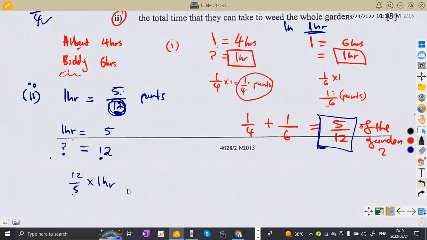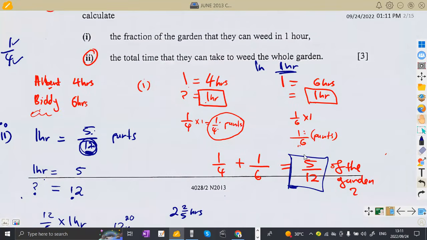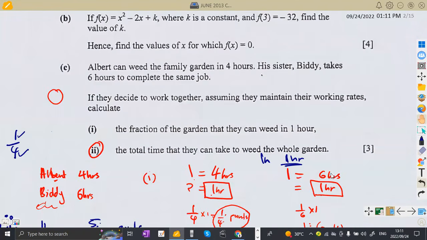So that is 12 over 5 hours, which you can write as a decimal. 5 into 12 is 2, remainder 2, 5 into 20 is 4. So it's going to be 2.4 hours. Together, they are going to take 2.4 hours to complete the garden, or it can be 2 and 2 over 5 hours. That is the number of hours. We can also write it in hours and minutes. I don't know which one was best for you, but that was the idea for us to answer this typical question. We have got 3 marks for this, guys, and as you can see, it's actually clear.